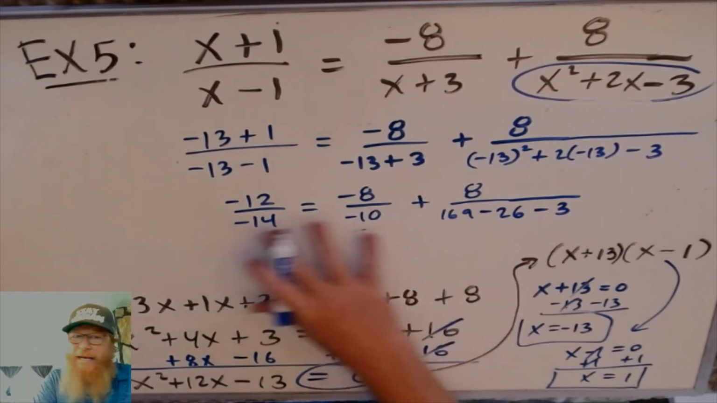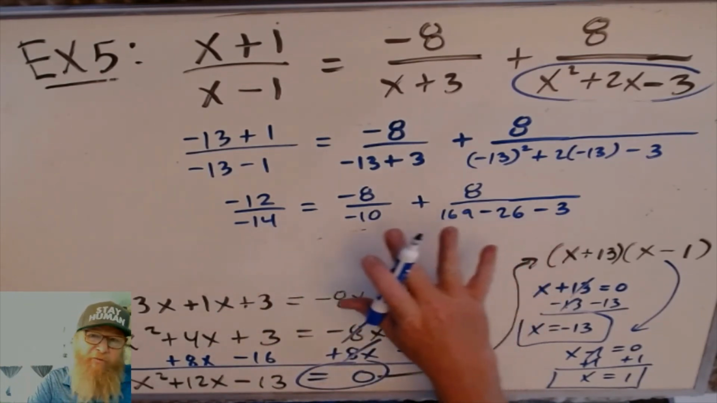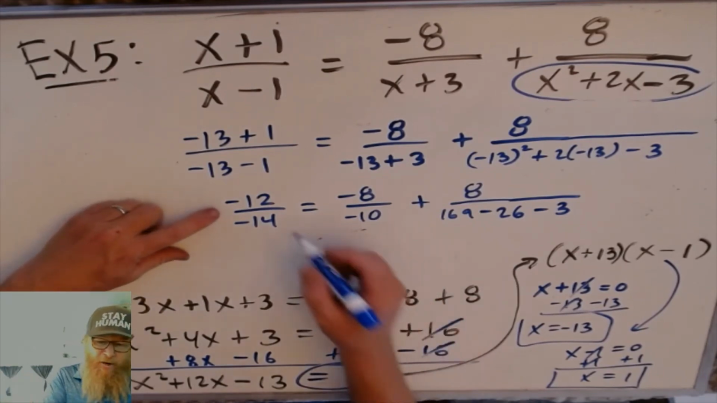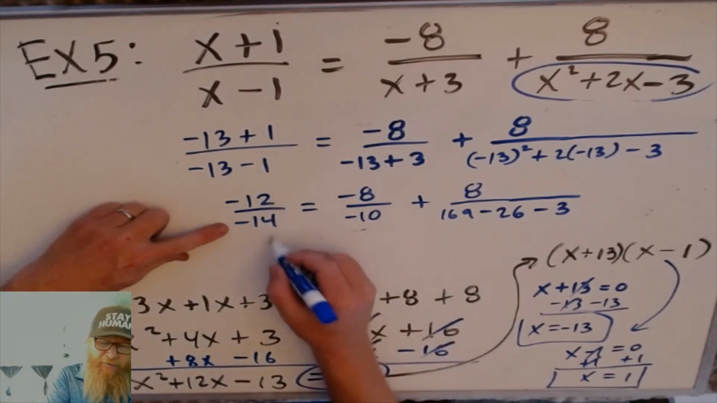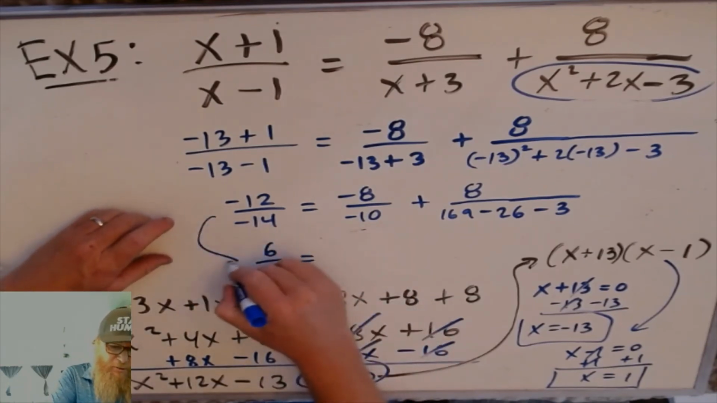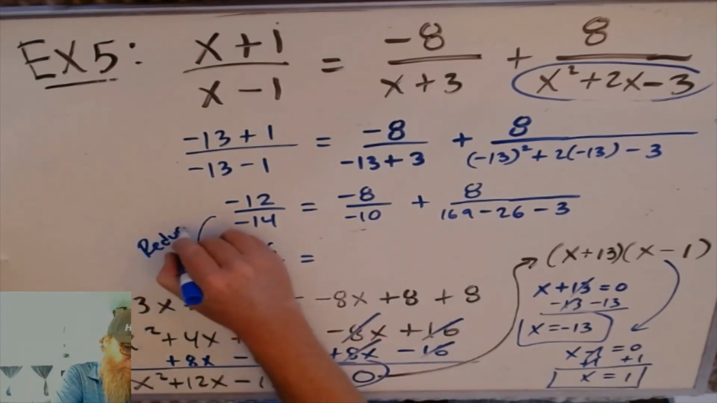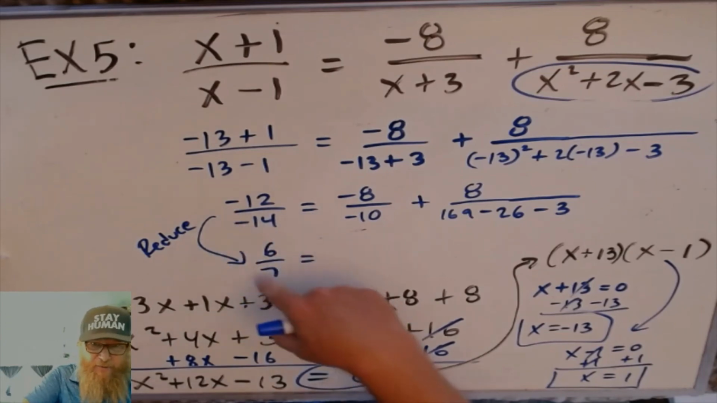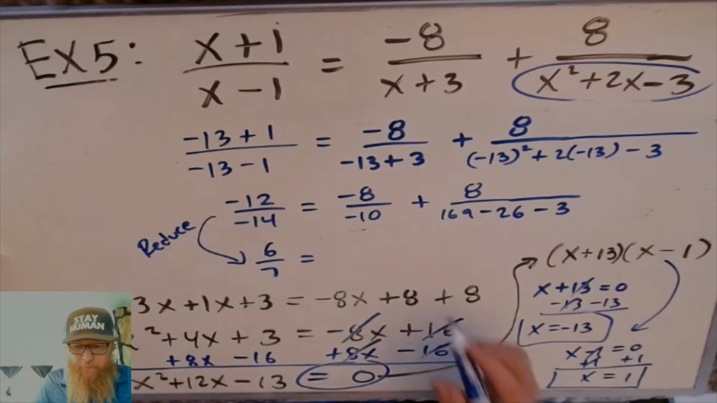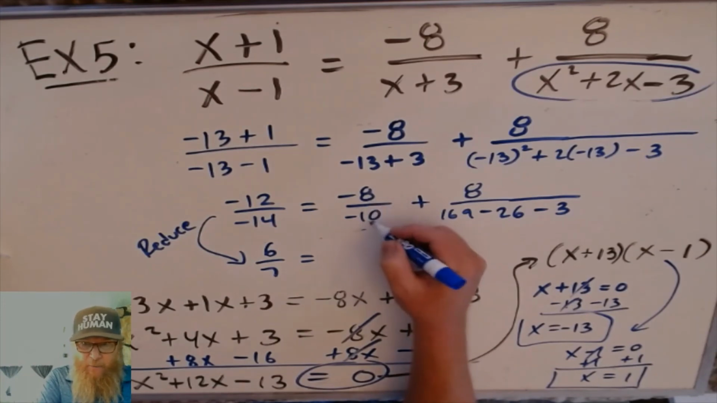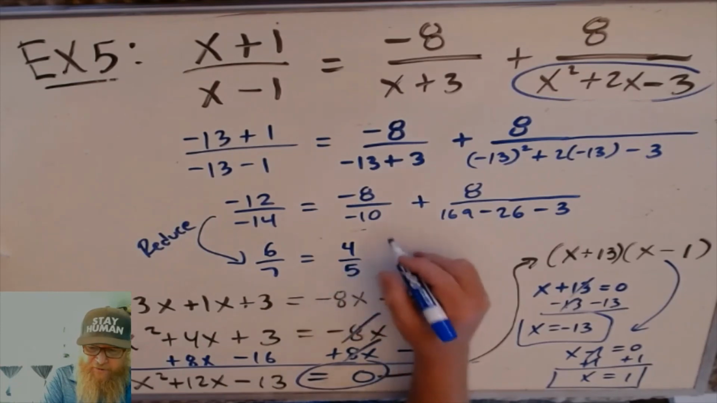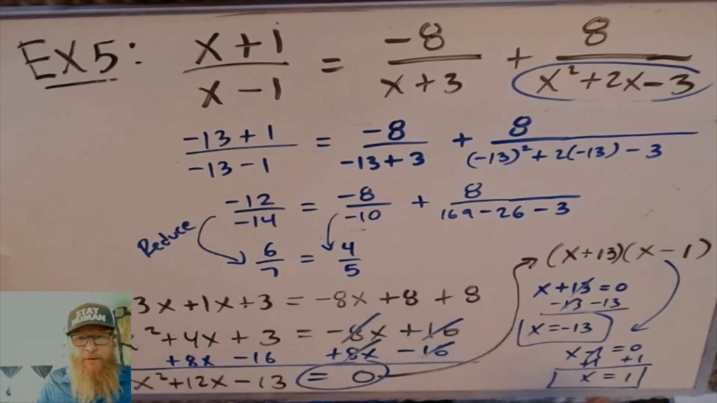Remember, all I care about is whether this is true or false. So negative 12 over negative 14 is positive 6 over 7. You can reduce that. Yeah, they're both negative, so they divide out, become positive, and 12 and 14 are both divisible by 2. Same thing here. They're both negative, and they're both divisible by 2, so that's going to be 4/5 when you reduce that.